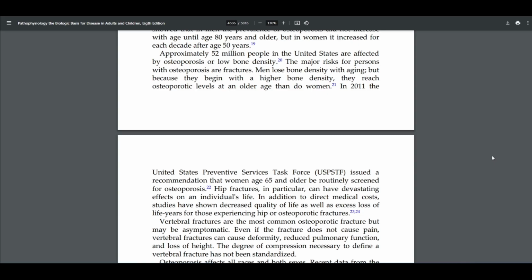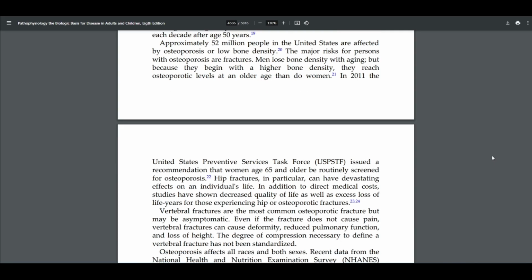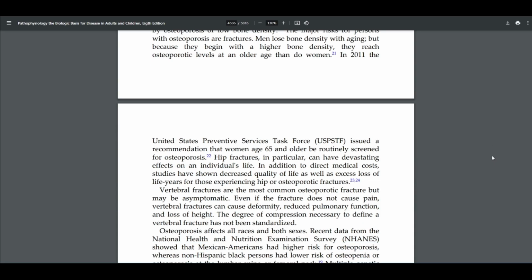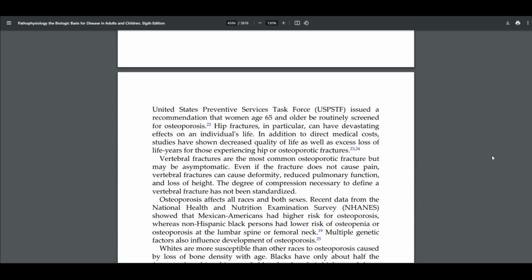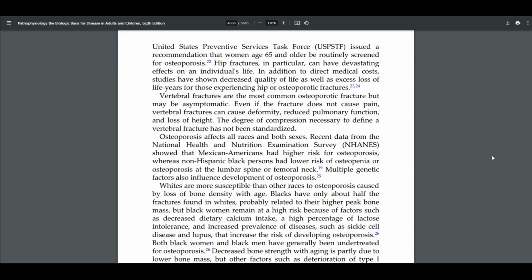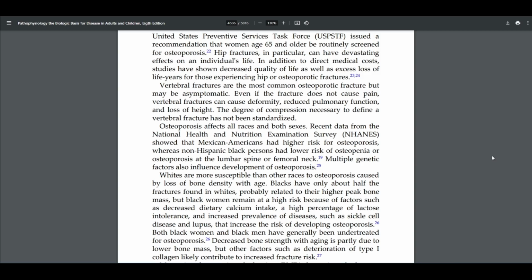Men lose bone density with aging, but because they begin with a higher bone density, they reach osteoporotic levels at an older age than do women. In 2011, the US Preventive Services Task Force issued a recommendation that women aged 65 and older should be routinely screened for osteoporosis. Hip fractures, in particular, can have devastating effects on an individual's life.